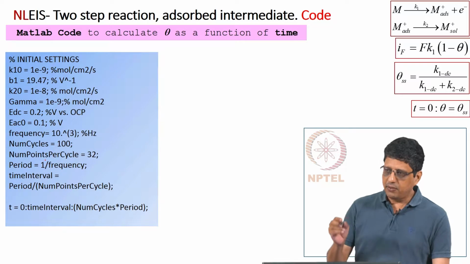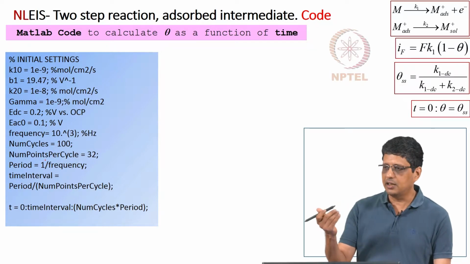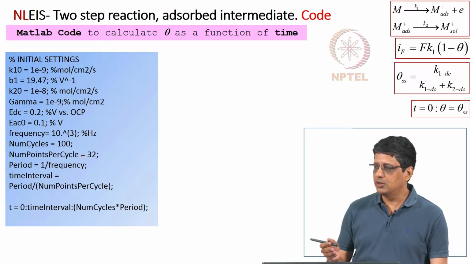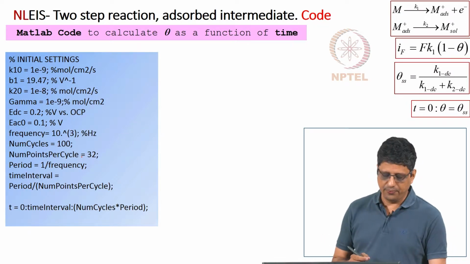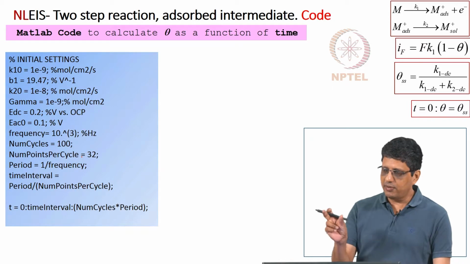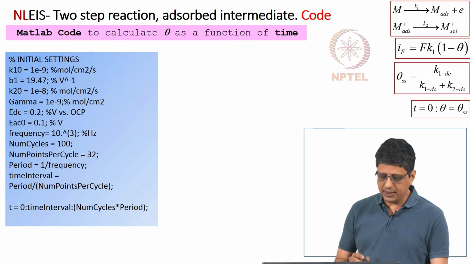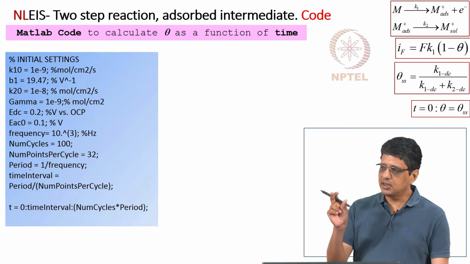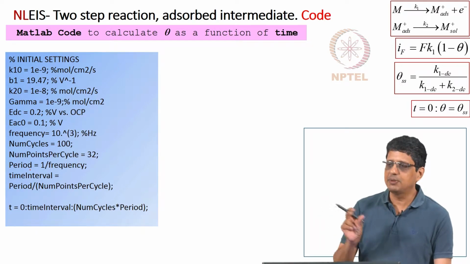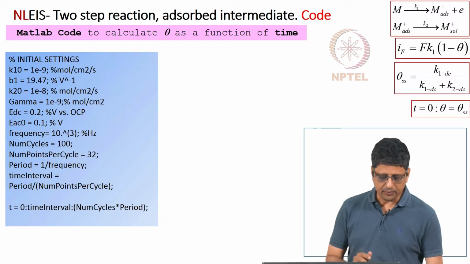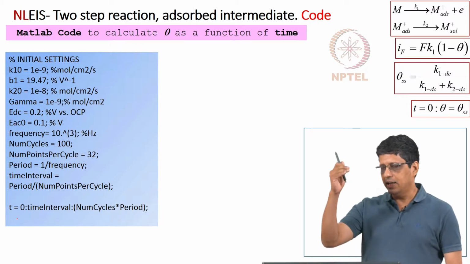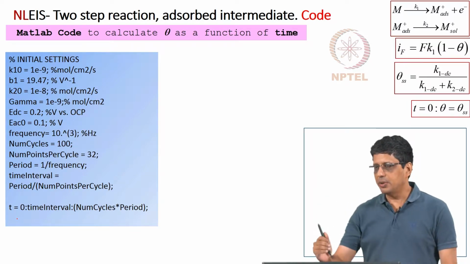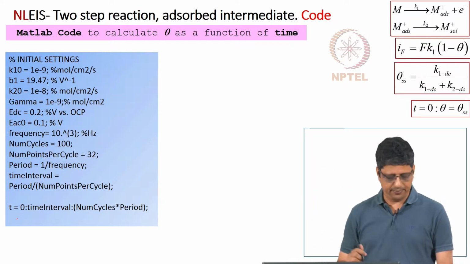And within one cycle I have to collect data at many points. We will use 32 points, you want to use 2 power n, so that the Fourier transform is easy to do. The period of one wave is of course the inverse of the frequency, and I can calculate the time interval based on that period and the number of samples we want to take in a cycle. And you can generate a time vector starting at 0, at these intervals, going for so many cycles or this much time.